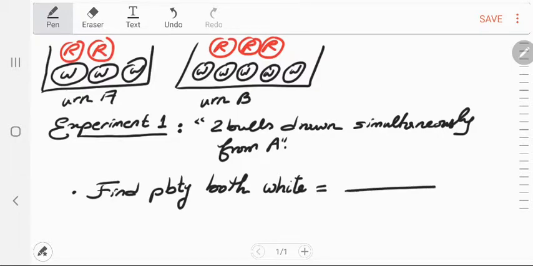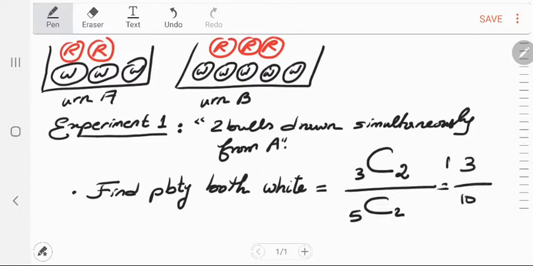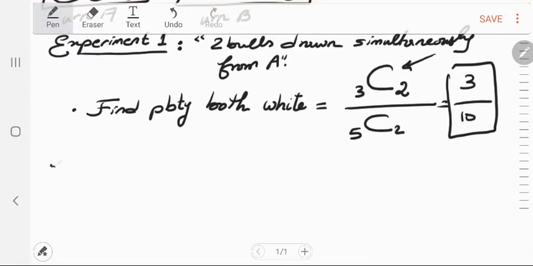This question is direct. It's the number of accepted cases, which is choosing 2 out of 3, since we have only 3 white balls in urn A, over choosing 2 out of 5. So 2 out of 3, using a calculator, is 3, whereas this is 10. So the selection here is a pair of balls. So we have this number of ways where we can choose 2 white balls out of 3 available white balls. Let us move to experiment 2.